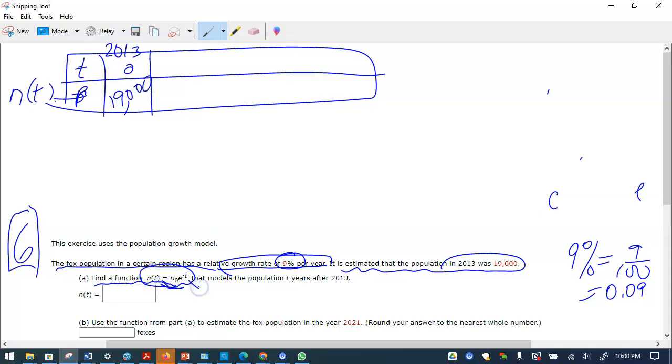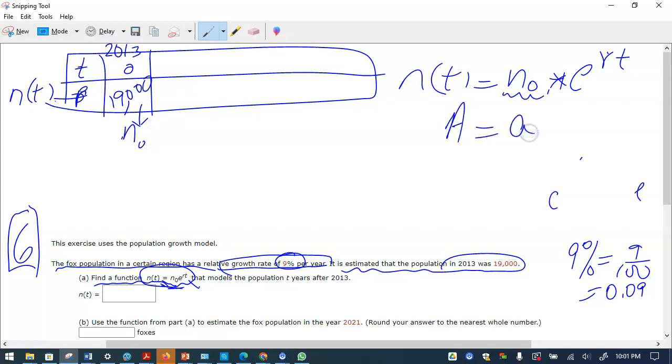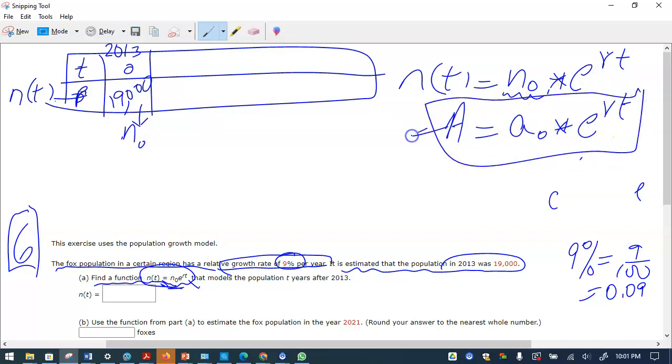And then the question is find the function N(t), but they already give it in the exponential form, that is N(t) equals N naught times e raised to rt. So what is this N naught? It is the amount in the beginning. Remember, I always write A equals A naught times e raised to rt. This is my regular formula, because it could be a money deposit in the bank or population. I always use A, but right now they use N. N is the fox population after t years passed from the beginning.